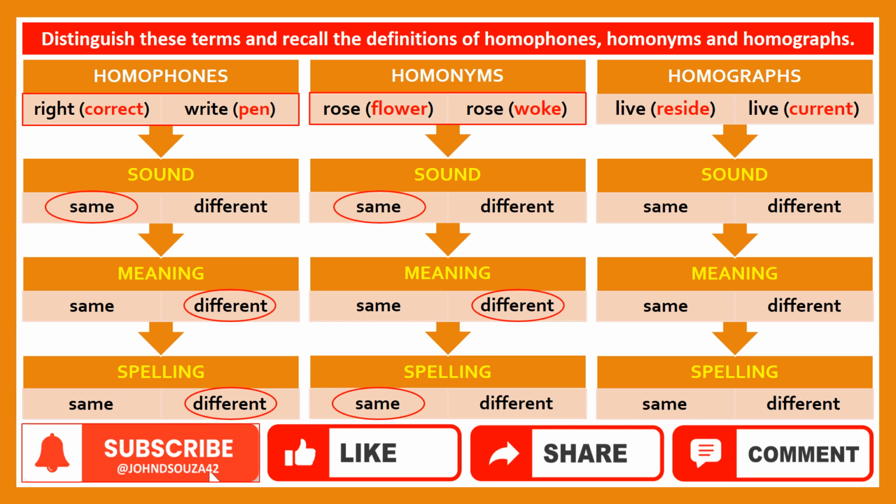Now let's use the words live and live to recall the definitions of homographs. These two words sound different when pronounced, but they mean different things. When pronounced one way, live means to reside, and when pronounced the other way, live means happening in real time. They are also spelt the same. Etymologically, the prefix homo means same and the root graph means to write. Therefore, words that are spelt the same but sound and mean different are called homographs.